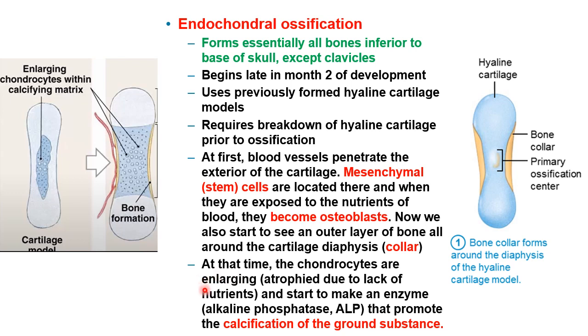The chondrocytes are enlarging. That means they become hypertrophic. They're getting big, right? They're enlarging because they're upset. They're not getting nutrients. So they have a lack of nutrients, they're getting bigger, and at that time they start to produce this enzyme. If you want to know the name of the enzyme, it is alkaline phosphatase, okay? And that is going to promote the calcification of the matrix, or the ground substance that makes the matrix, okay? So this all is happening here.